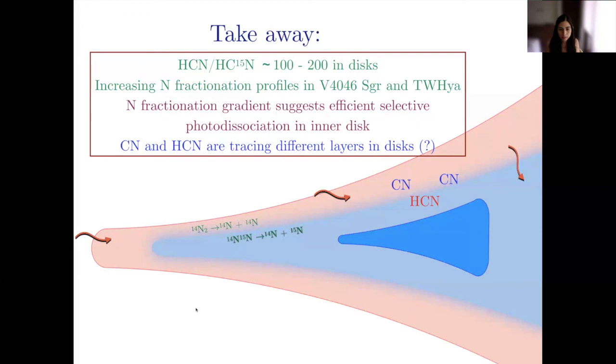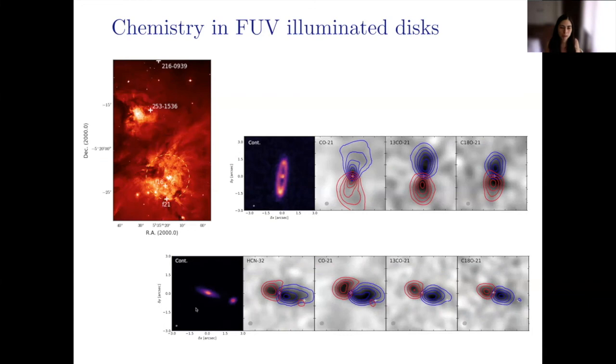Just to finish, I wanted to mention that all the disks that I showed before are pretty isolated and don't really have many threats from their surroundings. But we are starting to look at disks that are heavily irradiated by nearby massive stars. In particular, we have this project that is now being led by one of my master's students, where we look at two disks in Orion, and we are starting to detect some simple organics like HCN, formaldehyde, C2H, besides the brightest CO isotopologues, at least in these two disks that are located in the outskirts of the Orion Nebula Cluster.